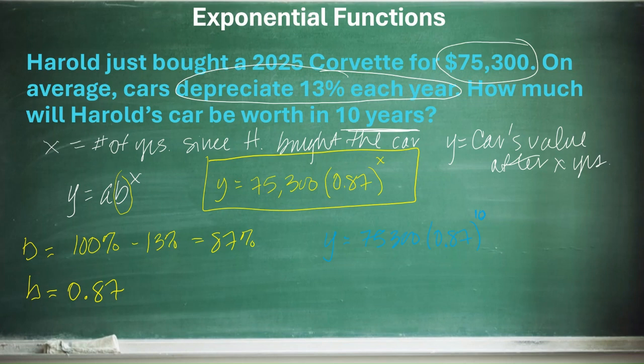Typing 75,300 times 0.87 to the power of 10. So I'm typing this into my calculator just straight in. And that means in 10 years, his car is worth $18,706 approximately.